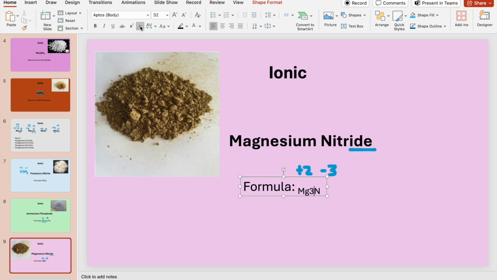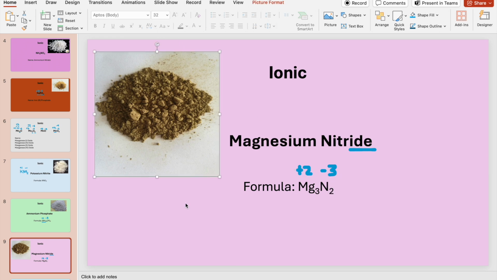So, let me just real quick do that. So, Mg3, N2, and I'll make them subscripts for you, and we're good to go. Mg3, N2. There you go, magnesium nitride.